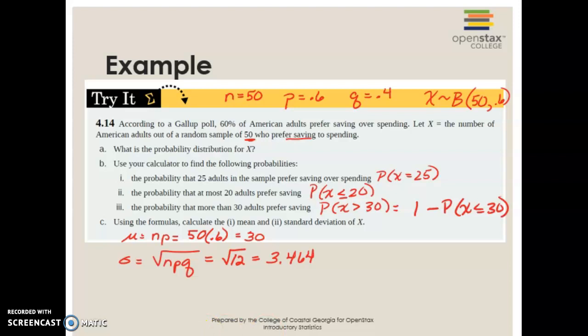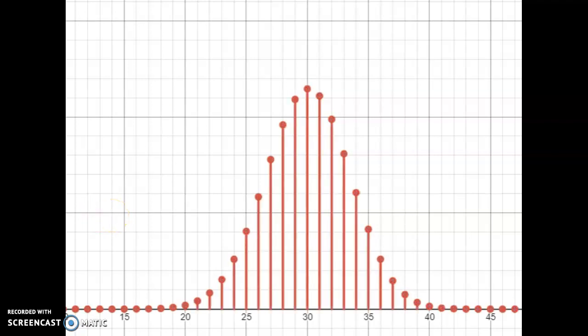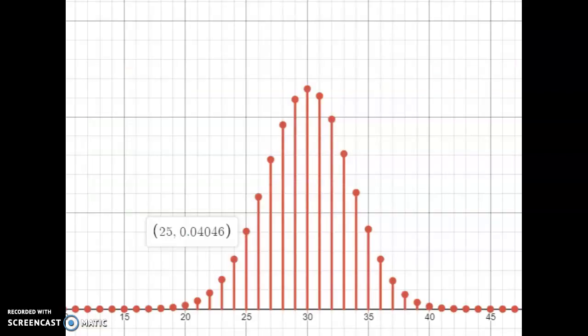So when we go to Desmos, we've got binomial distribution 50 and the 0.6 that we put right here from 0 to 50. And when you want to find out what the probability is for X equaling 25, it's right here. X equals 25 is 0.0405. So your answer here would be 0.0405. And you can pull that right off the graph.